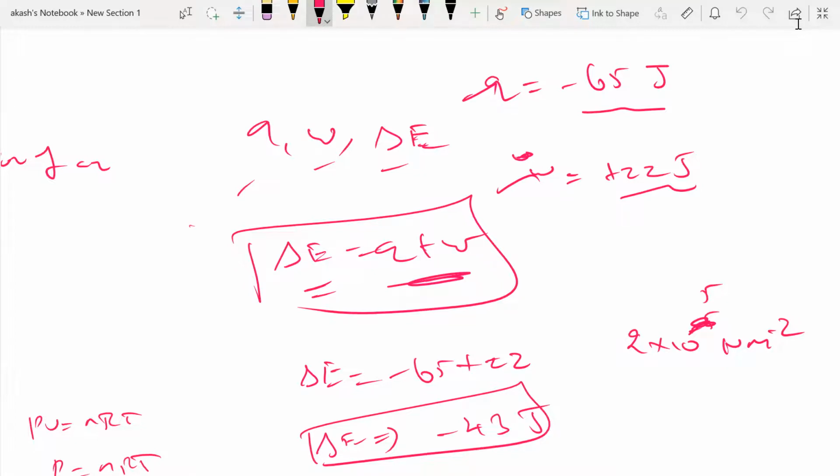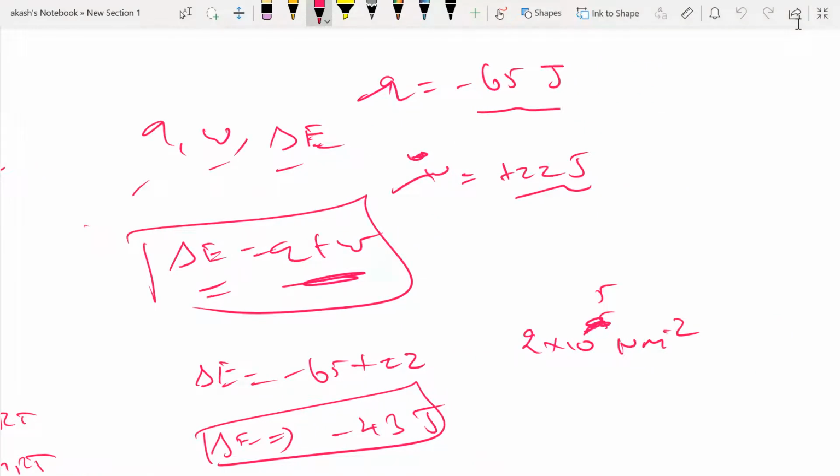Sir, delta V should be calculated in terms of meter cube, or can we keep it as centimeter cube? Yeah, I want the answer in terms of joules. Okay, so you know that pressure into volume gives joules if pressure is in Newton per meter squared and volume is in meter cube. That is normal SI units. If you have SI units, you will get the energy also in SI units, joules.